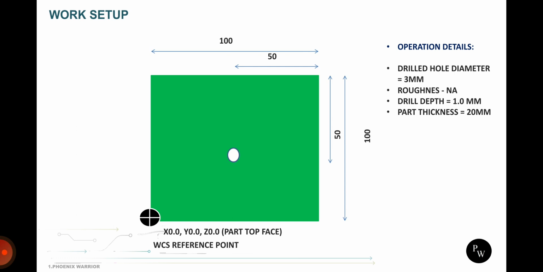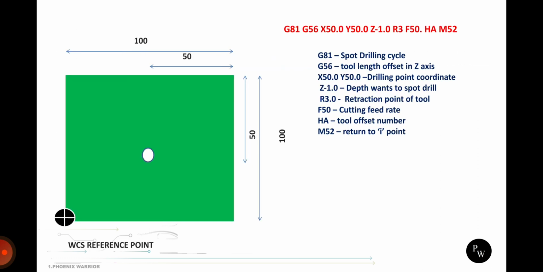So we need to add a face mill cycle, and after that we need to make the holes. This is a spot drilling cycle. G81 is the spot drilling cycle, and G56 is the positive direction of the tool length. X50 and Y50 are where we want to make the hole, that's the X value and Y value, and the Z value is minus 1 mm. We need to make a 1 mm depth of spot drill, so we are giving Z minus 1.0.